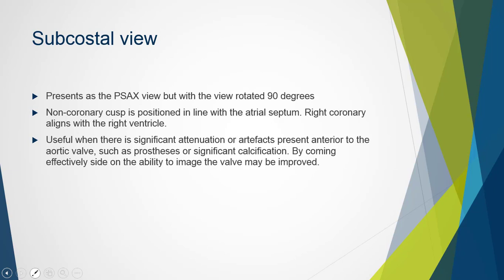The subcostal view may also be used to assess for aortic regurgitation, particularly in the short axis. This looks the same as the parasternal short axis window, but again with the view rotated 90 degrees. This view is particularly useful when there is significant attenuation or artifacts present anterior to the aortic valve, such as if you have a prosthetic valve with significant aortic calcification. By effectively coming side on, the ability to image the valve may be improved.